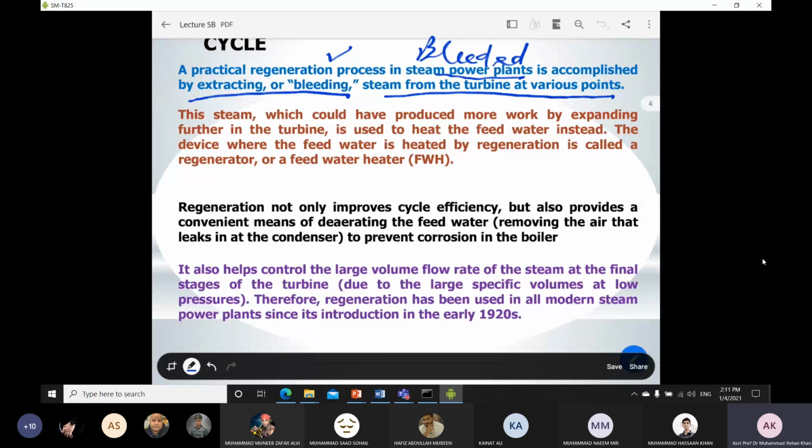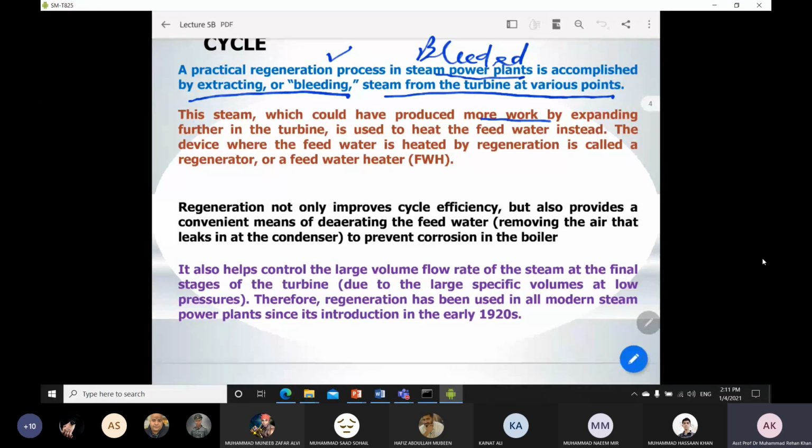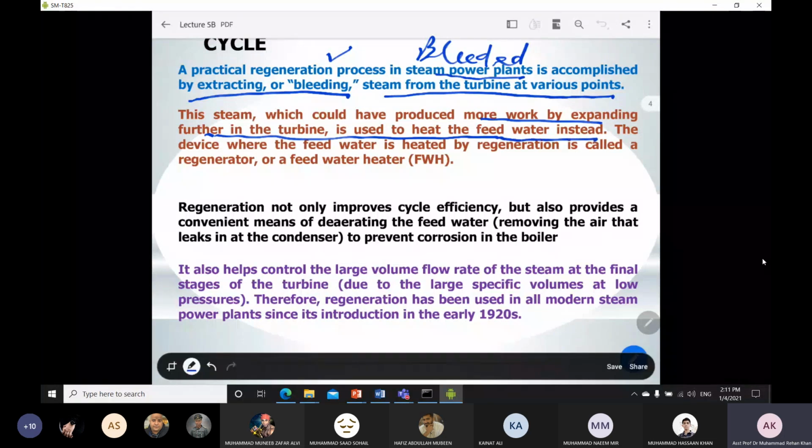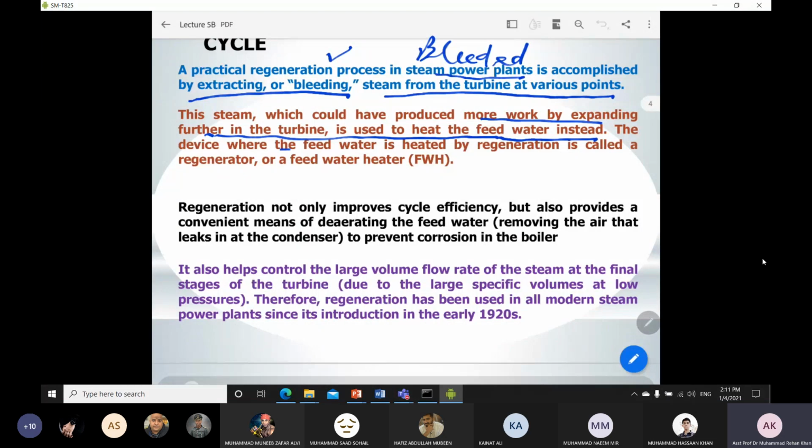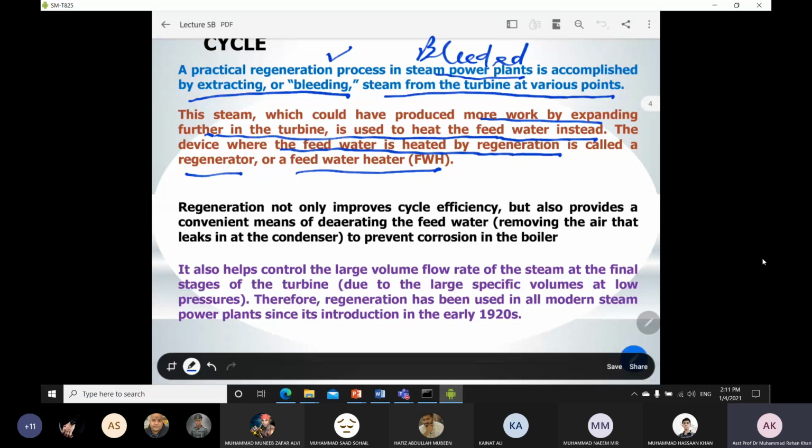This steam could have produced more work by expanding further in the turbine, and is used to heat the feed water instead. So the same thing which I already told you. And the device where the feed water is heated by regeneration is called a regenerator or a feed water heater. So if in any problem you see that a regenerator is installed, it is similar to a feed water heater. Either it will be a feed water heater or a regenerator.